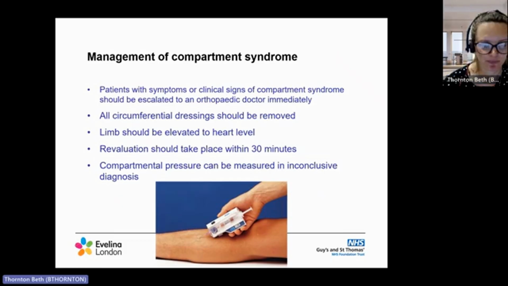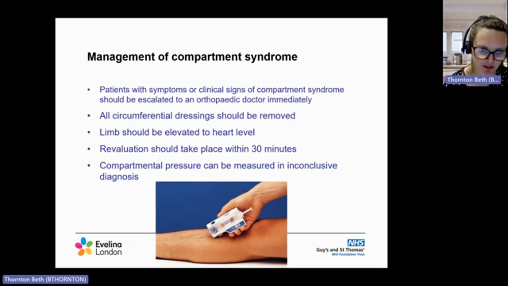So let's talk a little bit about the management of compartment syndrome. So we have some ideas about what we might want to do for Ben. Patients with symptoms or clinical signs of compartment syndrome should be escalated to an orthopaedic doctor immediately. So because Ben's condition has changed slightly, we would want to re-escalate.